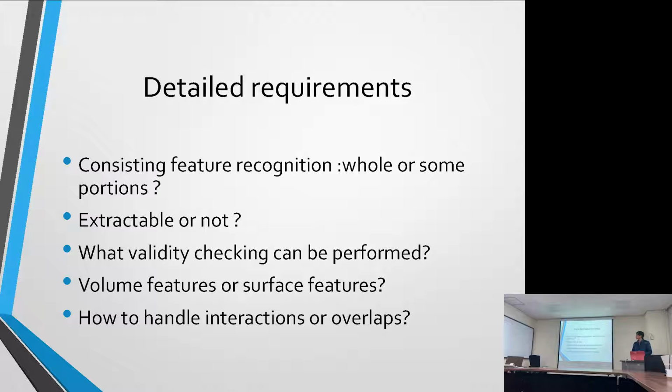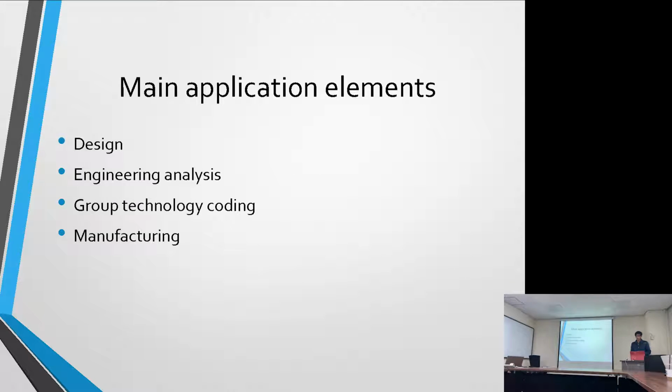So to decide what kind of options you want to take, you need to consider what kind of applications you want to use the feature recognition for. And these are some of the applications. First one is during the design process, and then the next one is whether the feature recognition is for your engineering analysis. And then there's also group technology coding, which I will explain in a bit, and then whether you want to use the feature recognition for your manufacturing process and planning.